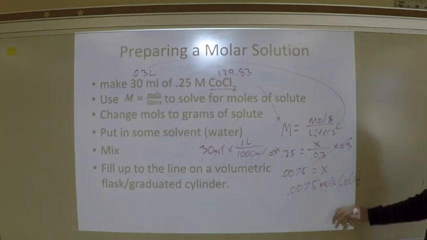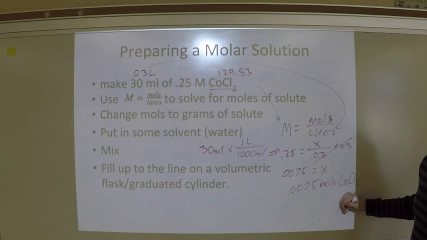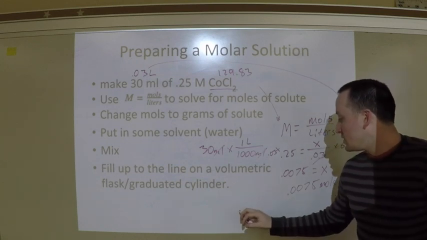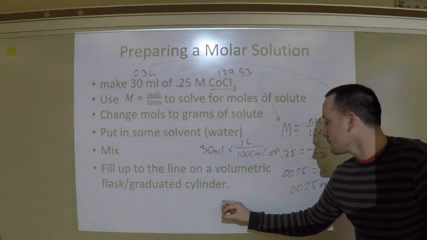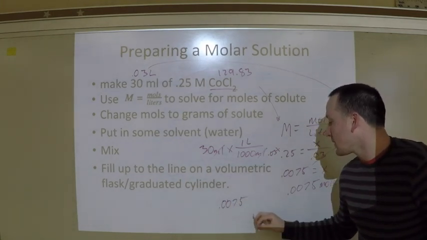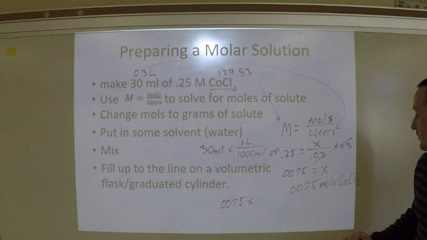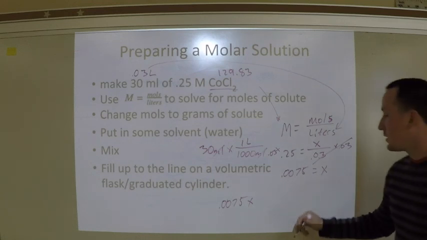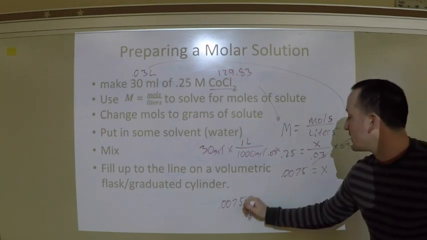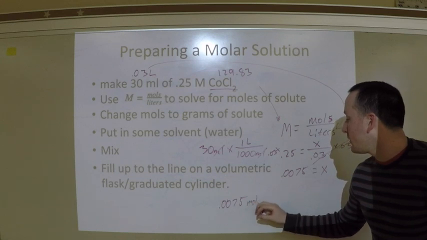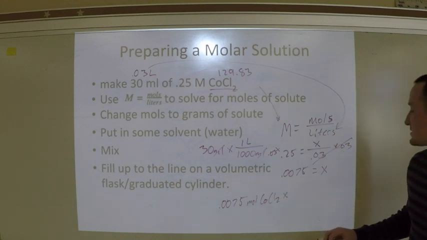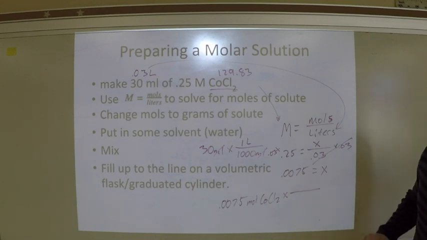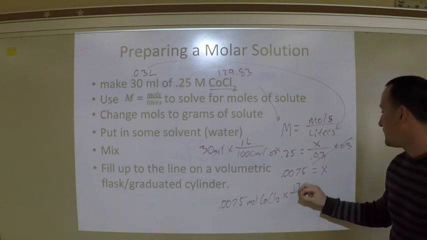So what I'm going to do is take this many moles, which is 0.0075, and multiply by its molar mass. I'm going to erase this for now. The molar mass, so that's how many moles of COCl2 I have. I'm going to multiply times the molar mass, which is 129.83.